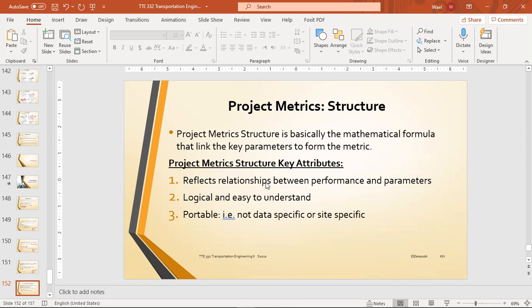Okay, how can we structure it? First of all, the project metric structure is basically the mathematical formula that links the key parameters to form the metric. The project metric structure's key attributes: it should reflect relationships between performance and the parameters, be logical and easy to understand, and be portable, i.e., not data specific or site specific. So that's very important, the portability of the structure.